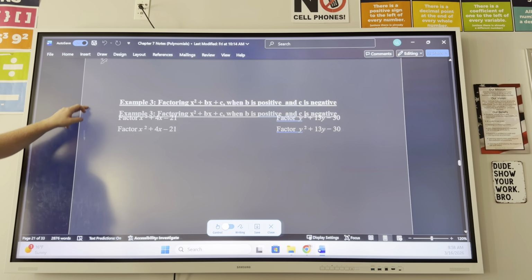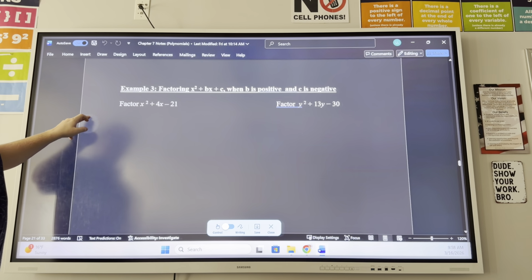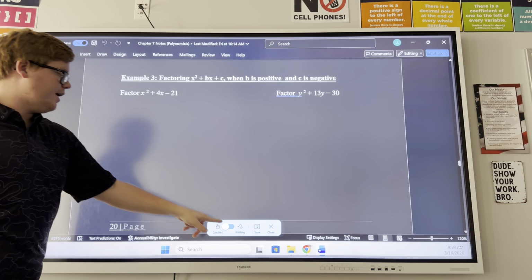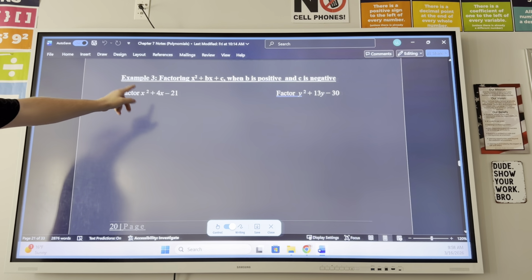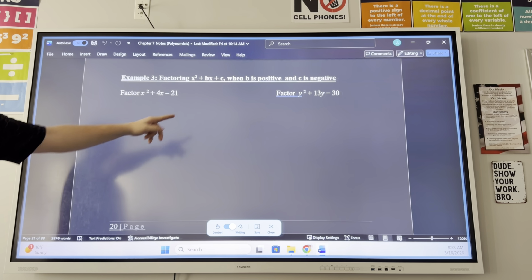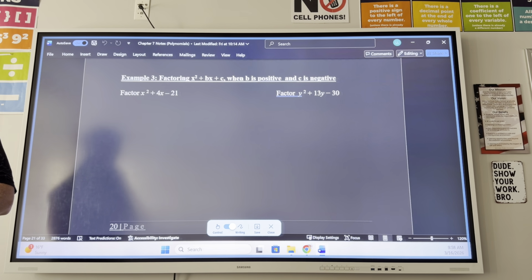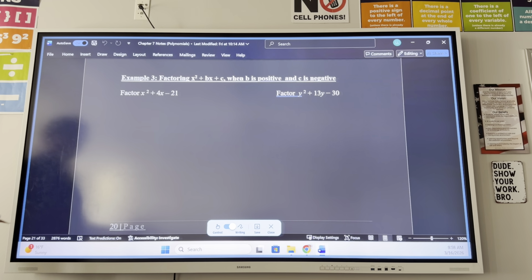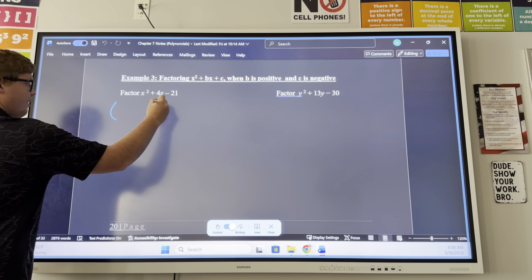Okay, we're going to do example 3. Now this is a little bit different because again we have our A, B, and C, but now B is positive and C is negative. Now our rule is going to be 1 has to be positive and 1 has to be negative. So let's take the factors of 21.